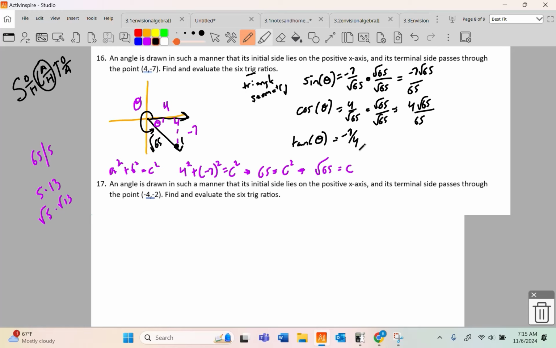Now we have the reciprocals. The reciprocal of sine is called cosecant. Sine says O, cosecant is a hoe. She is a hoe. Everybody likes that one. Favorite one. So it's hypotenuse over opposite. So root 65 over negative 7. Negatives belong in the numerator or out in front.